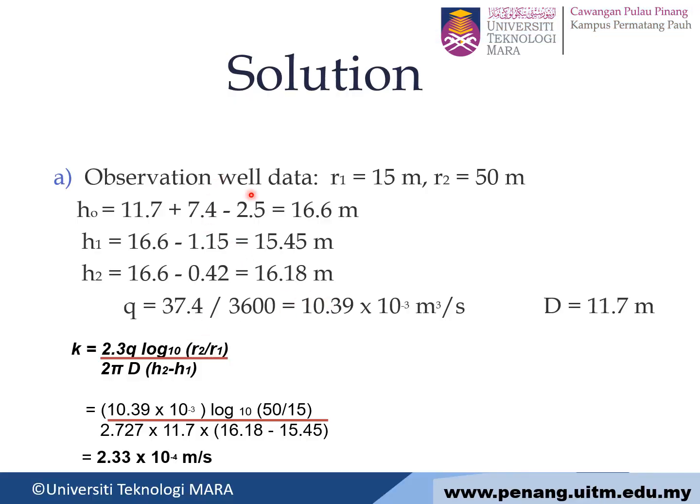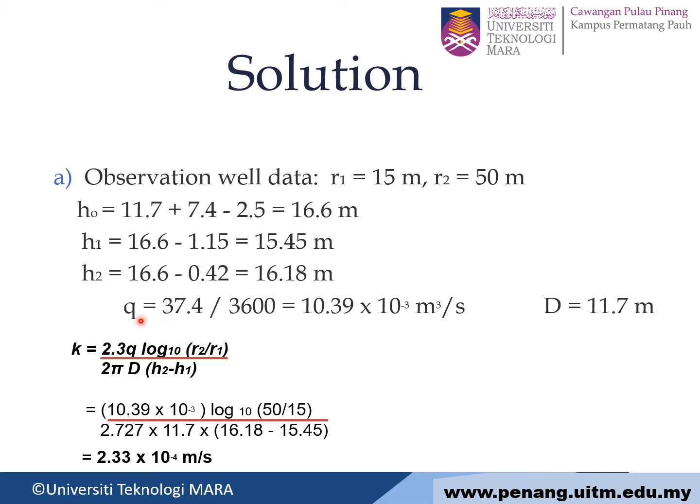So first, observation well data: R1 is equal to 15, R2 is 50 meters, H0 is 11.7 plus 7.4 minus 2.5, which is 16.6. So H1 is 16.6 minus 1.15. Okay, this is the answer. And then H2 is 16.6 minus 0.42. So this is the answer, 16.18 meters.